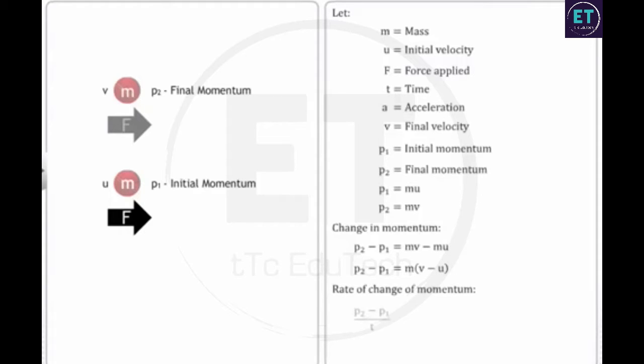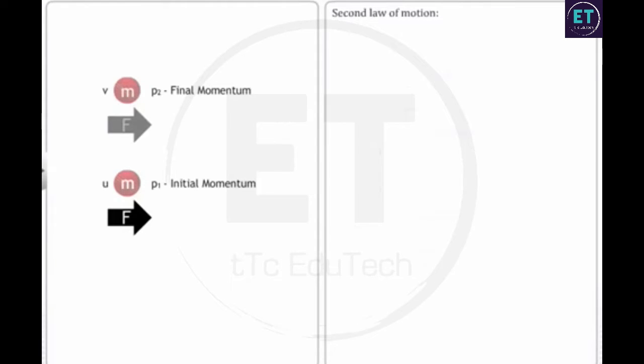The rate of change of momentum is the ratio of change in momentum to time. That is, m multiplied by (v minus u) divided by t. According to Newton's second law of motion, the rate of change of momentum is proportional to the force applied. This gives us the relationship F is proportional to m(v minus u) divided by t. The acceleration a of the ball is the ratio of change of velocity, v minus u, to time t. Hence, we can write this relationship as F is proportional to ma. We use a constant of proportionality, k, to equate this relationship. Therefore, F is equal to kma.